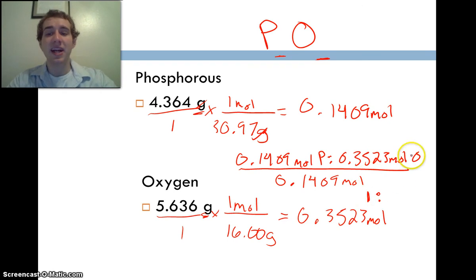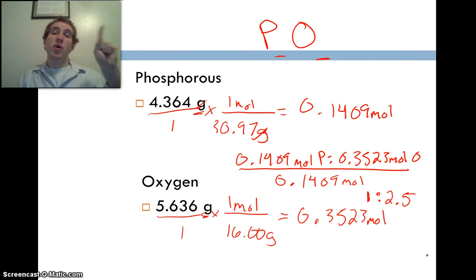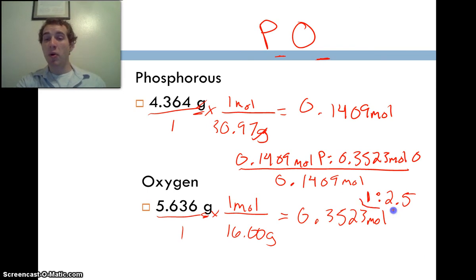When you take the second set of numbers and divide, you come out with a value of 2.5. That ratio is much nicer. What this tells us is that for every 1 phosphorus, we have 2.5 oxygen. Oh, well, we can't have half of an oxygen. That does not work. So we need some way to keep the ratio the same, the proportion between these two the same, while at the same time making it a whole number.